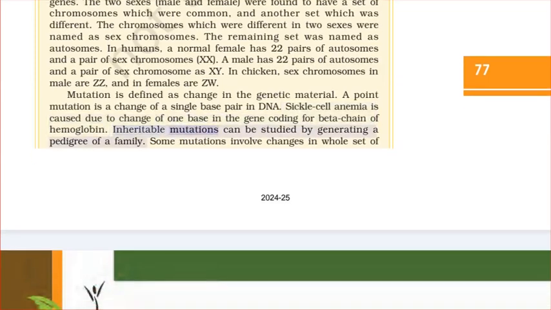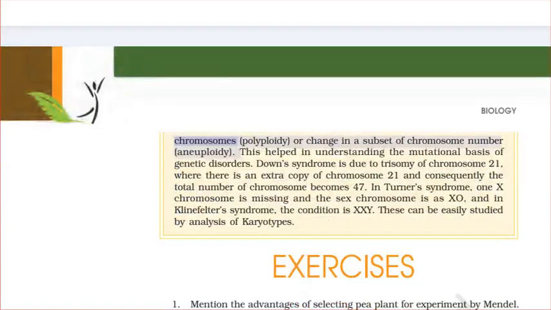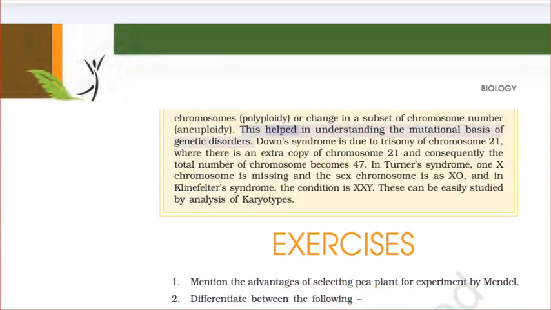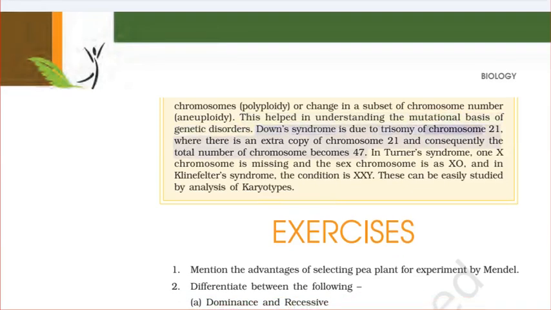Inheritable mutations can be studied by generating a pedigree of a family. Some mutations involve changes in the whole set of chromosomes, polyploidy, or change in a subset of chromosome number, aneuploidy. This helped in understanding the mutational basis of genetic disorders. Down syndrome is due to trisomy of chromosome 21, where there is an extra copy of the chromosome, and consequently, the total number of chromosomes becomes 47.